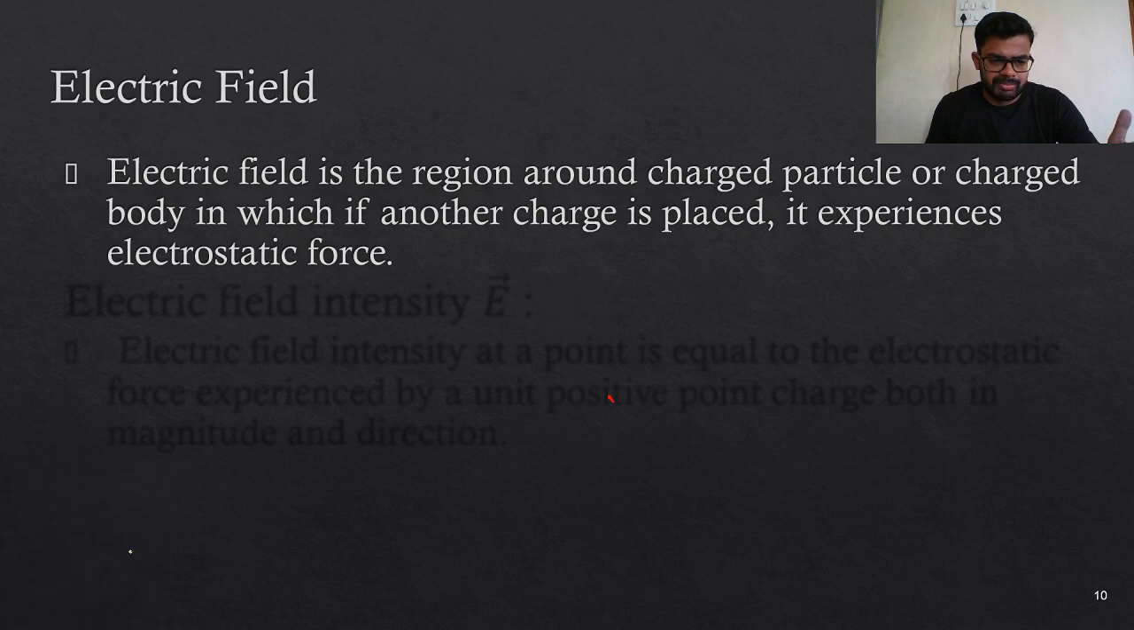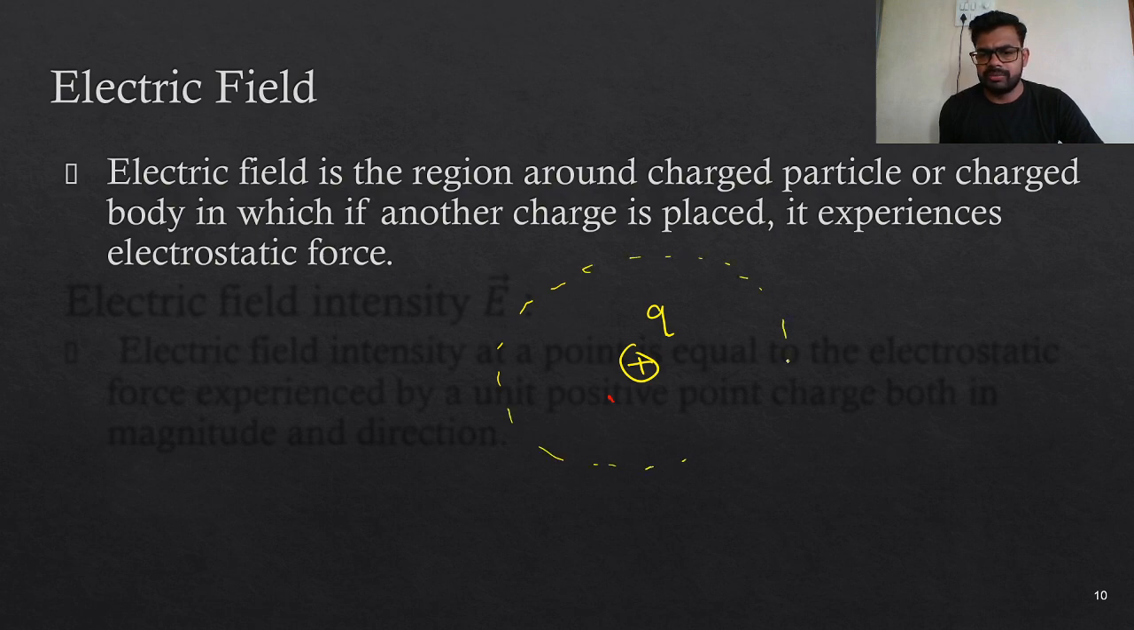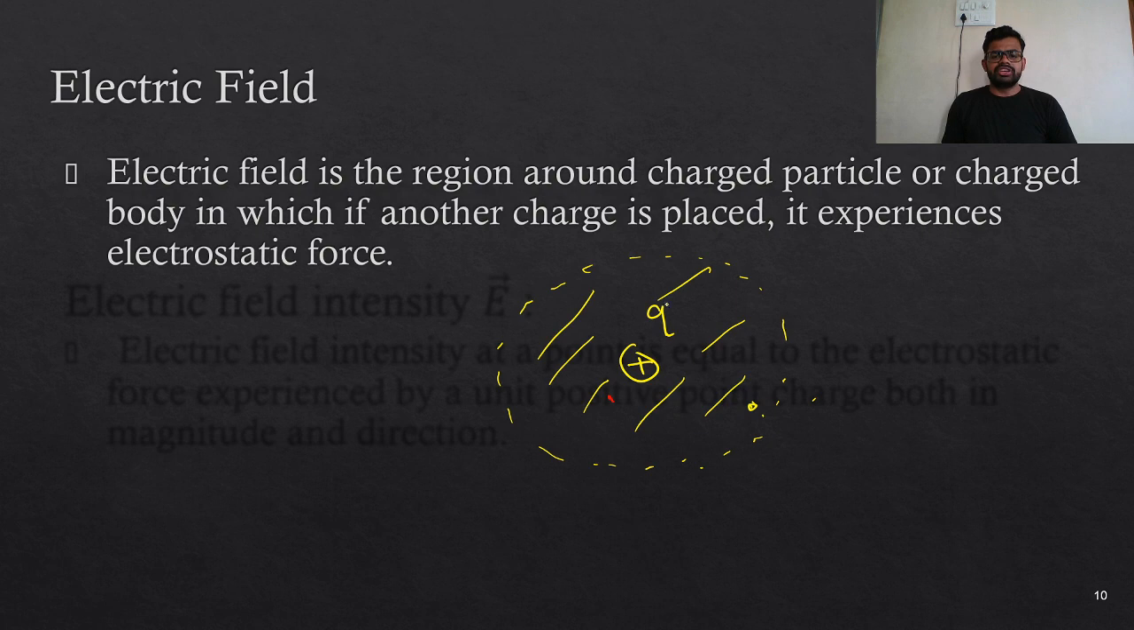Okay, so this is a black background, so I need the yellow ink. So let's say I have a positive charge, let's say this is a Q charge. Around this charge there will be a region. If I bring any other charge in this region, this charge will experience a force. So this region is called electric field. This region around the charge is called electric field.